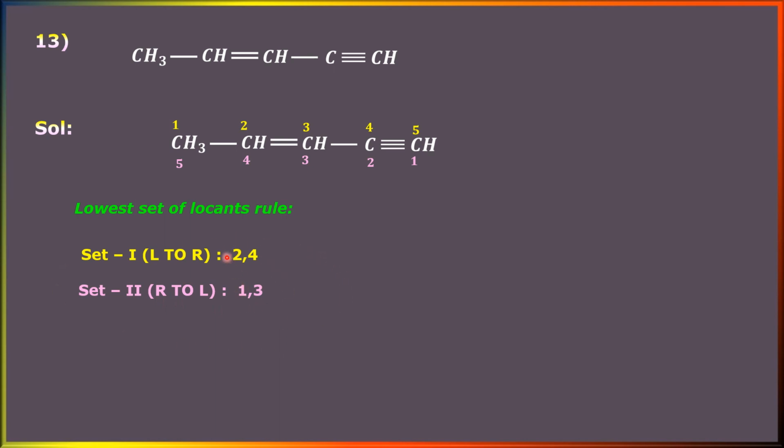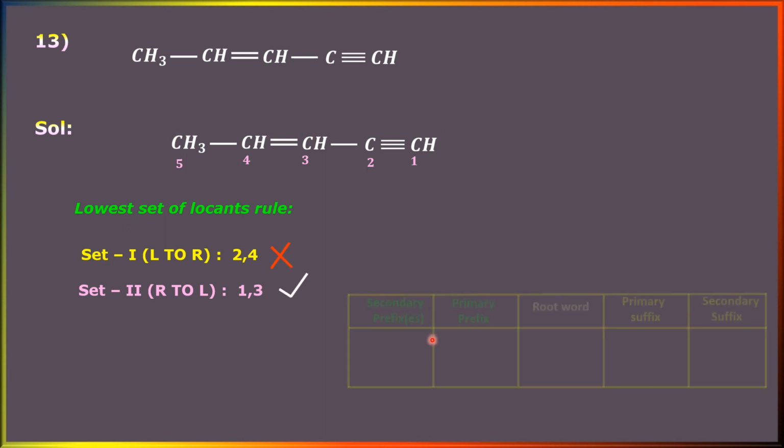See here, I am comparing the first terms. At the first point of difference, 1 is less than 2. Then you no need to compare the remaining terms. So when 1 is less than 2, that means the numbering from right to left is the correct way of numbering, and from left to right is the wrong way of numbering.